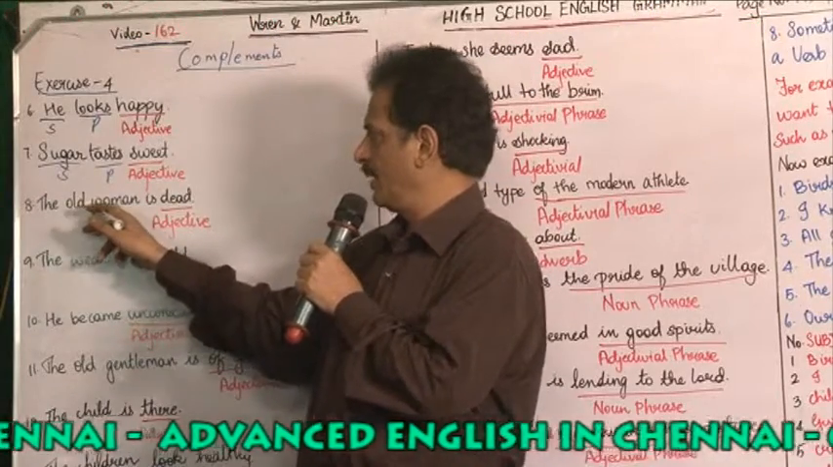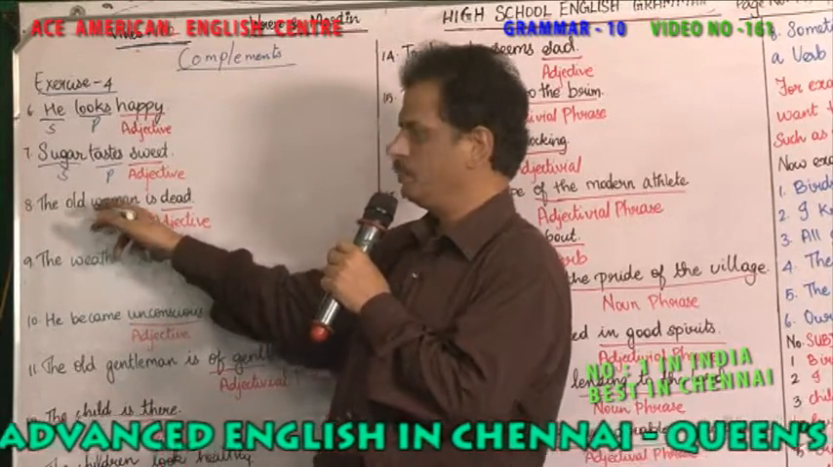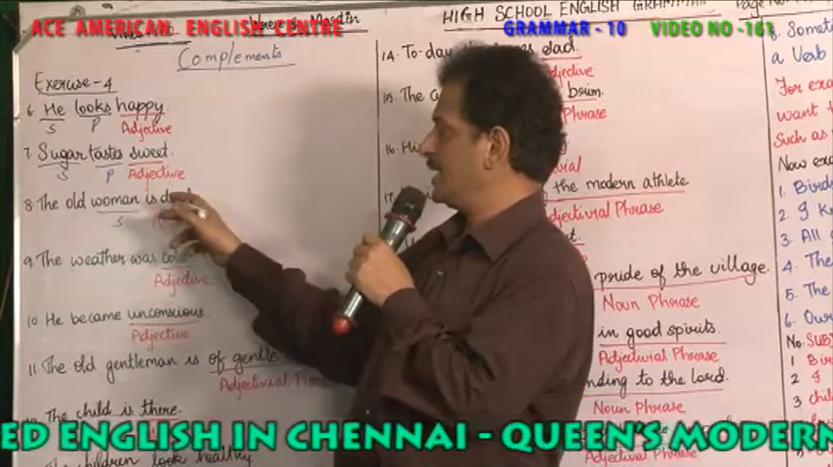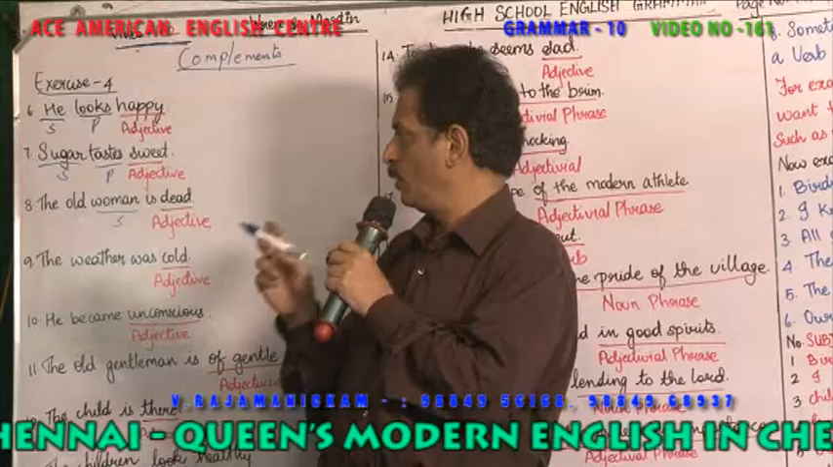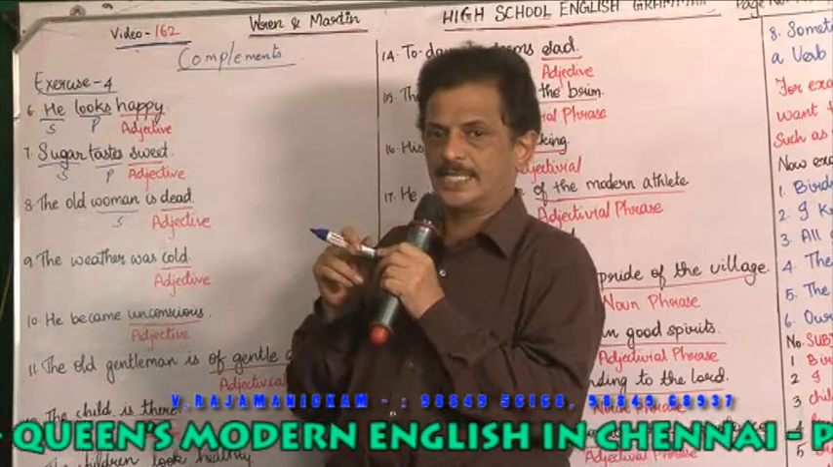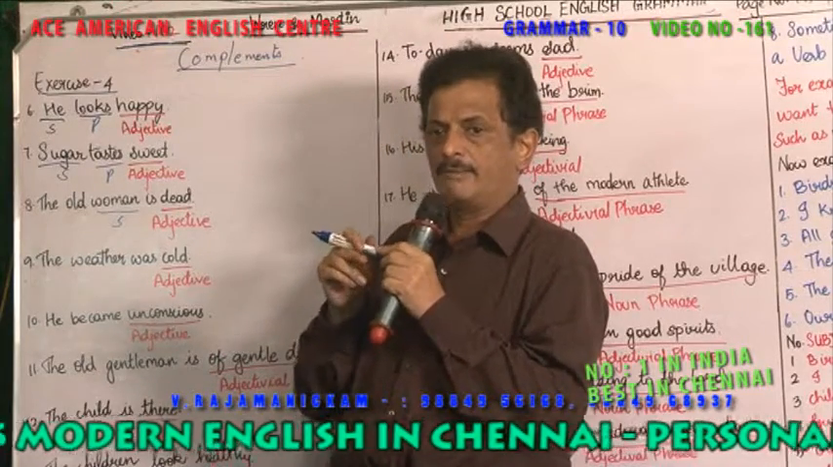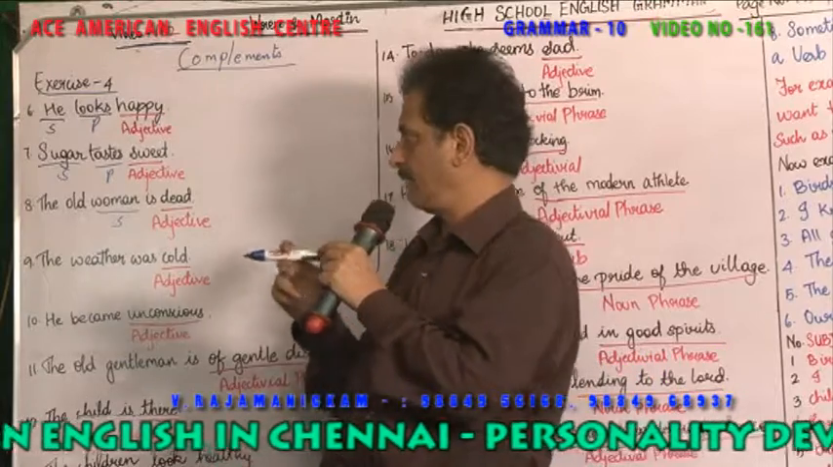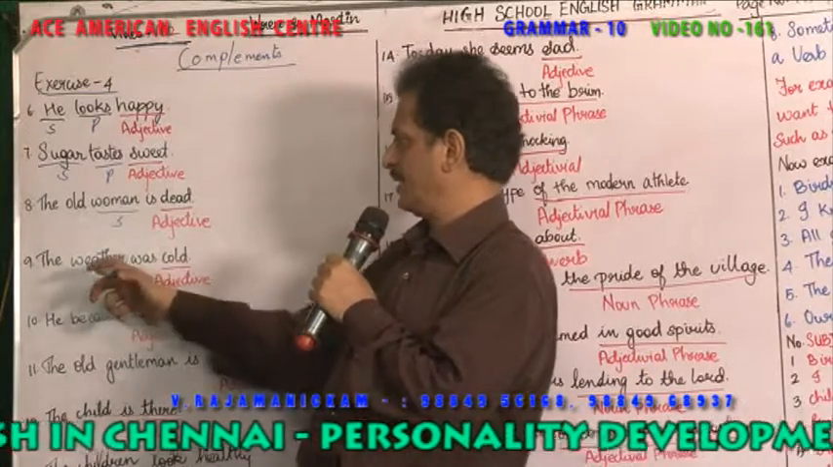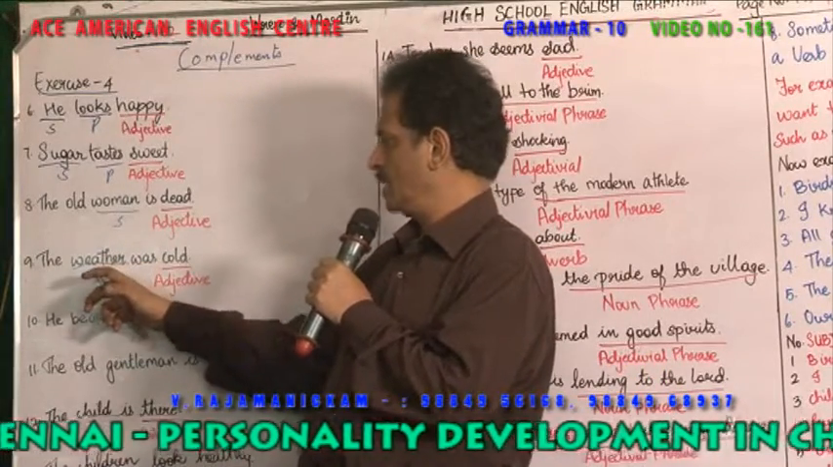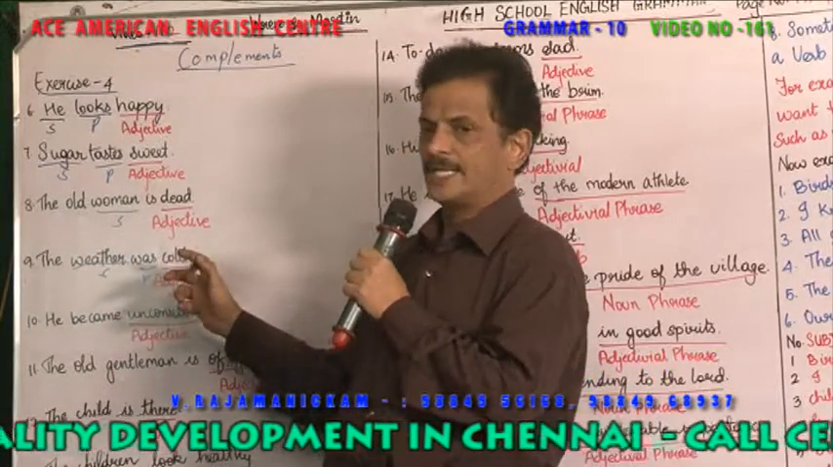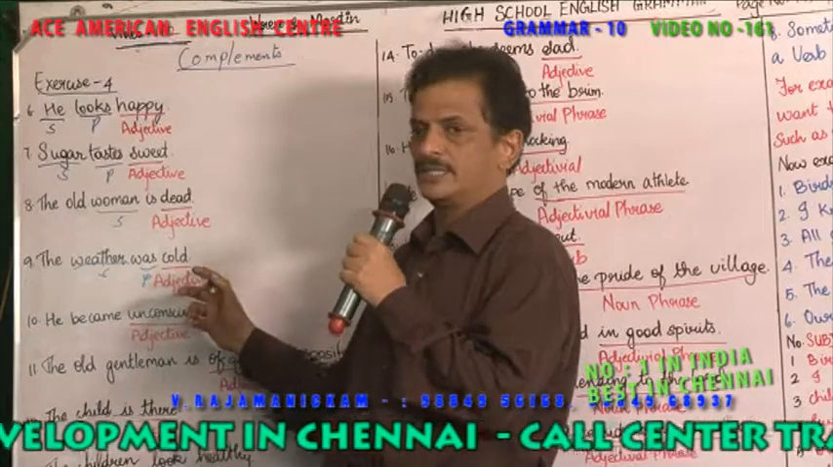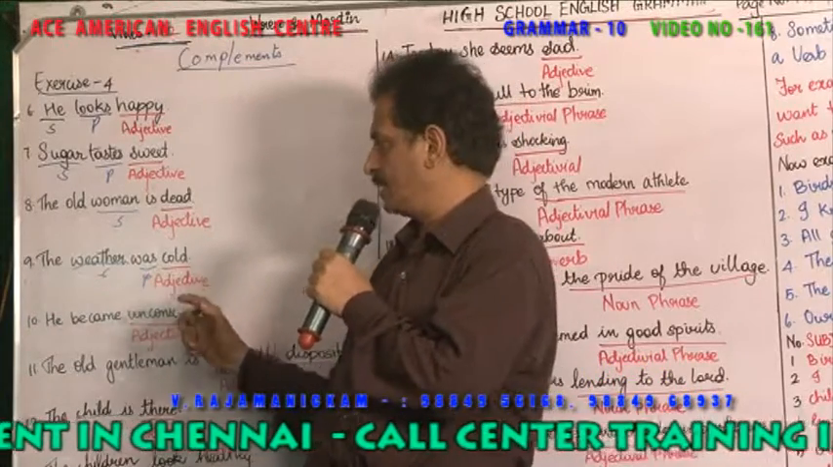The old woman is dead. The old woman is the entire subject. Is is the verb. Dead says about the quality of the old woman, so dead is the adjective complement or predicative adjective. The weather was cold. The weather is the subject, and was is the verb or predicative, and cold is the adjective that says about the weather, so it is an adjective predicative or an adjective complement.